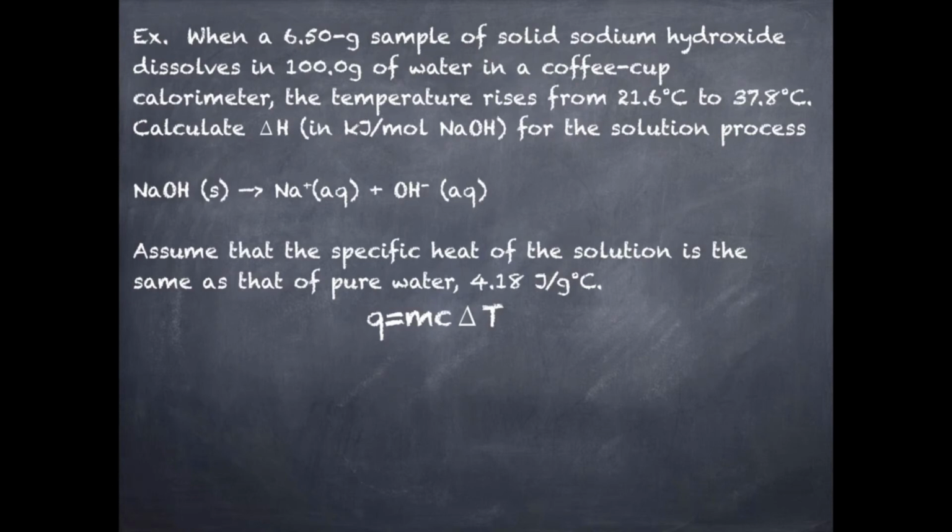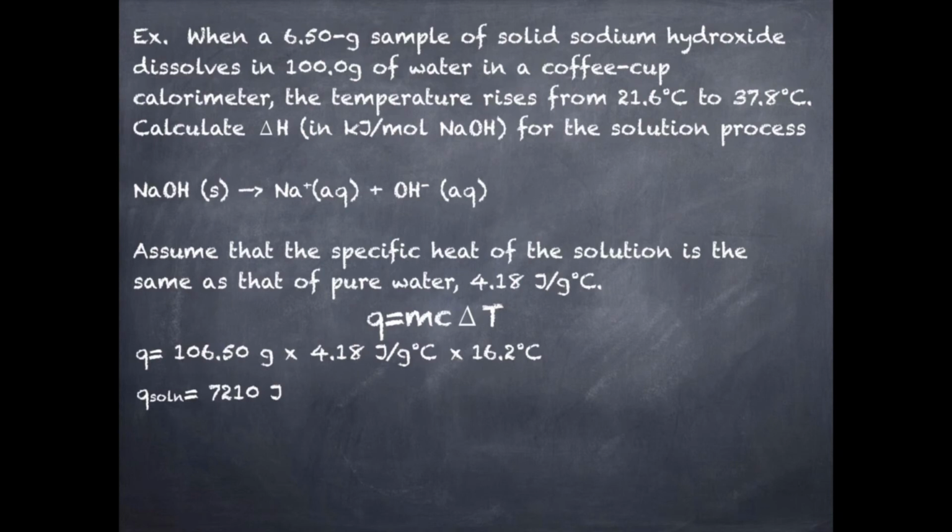And I can do that by saying, all right, Q equals my mass. Well, the mass of the entire solution is going to be 106.50 grams times the specific heat of water, which is 4.18 joules per gram degrees Celsius, times my change in temperature. Now, my change in temperature is my final temperature, 37.8, minus 21.6, which gives me 16.2 degrees Celsius. And so when I find the heat of my solution, that is 7,210 joules.